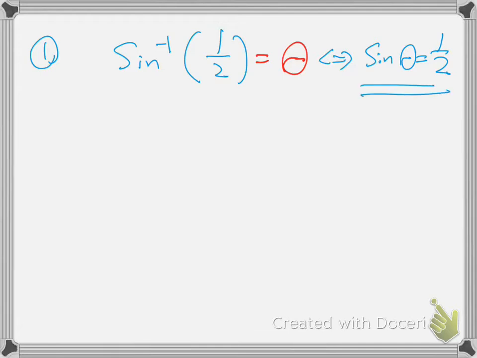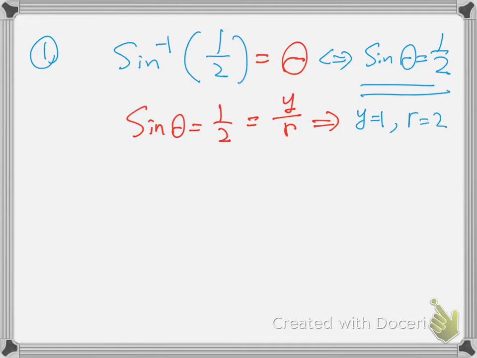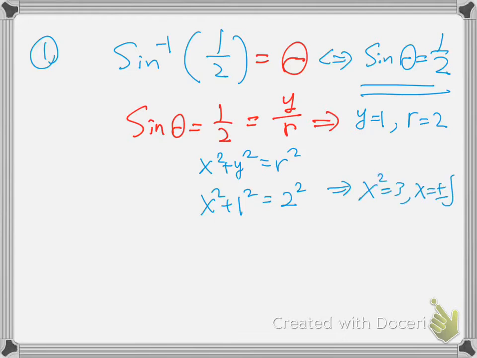Now let's focus on this new condition: sine theta is 1/2. What's the definition of sine theta? It's y/r in the xy plane. So y is 1, r is 2. Now what is x? x squared plus y squared is r squared, so x squared plus 1 squared is 2 squared. So x squared is 3, and x is positive or negative radical 3.